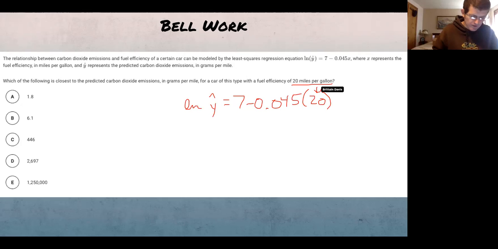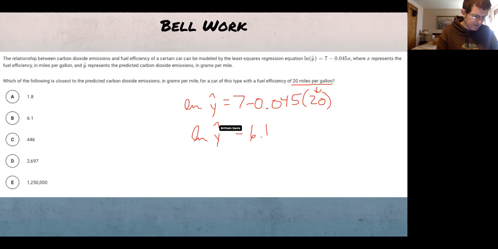And now we can go and evaluate that if we want. So I'll just do that real quick. 7 minus 0.045 times 20 is 6.1. All right, so I now have the natural log of y hat equals 6.1.